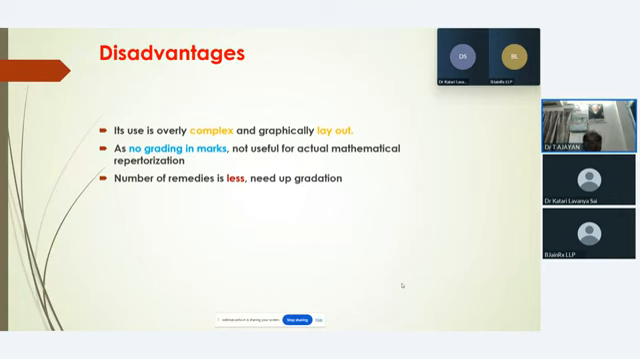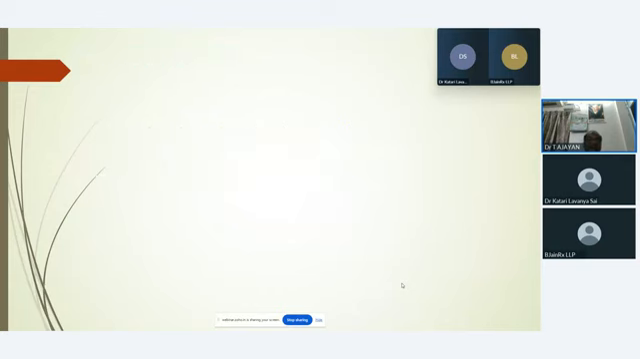There is another disadvantage, but I say it is an advantage. Because if we calculate arithmetically and consider the remedy with the highest number, it is exactly wrong. Therefore, here we are not able to calculate arithmetically. Then the third one: the number of remedies is less and needs upgradation. This is a disadvantage: only 408 medicines.